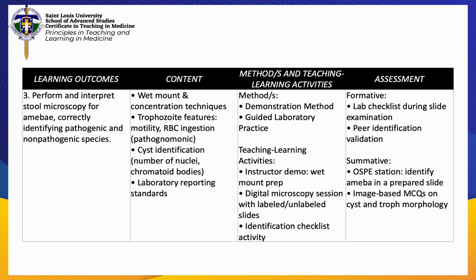For Learning Outcome 3, which involves performing and interpreting a stool microscopy, the assessments test psychomotor skills and diagnostic accuracy. Formatively, a laboratory checklist guides students during actual slide examination. They also validate each other's identifications during peer review. For example, one student may identify a trophozoite ingesting RBCs, and the partner confirms whether the identification is accurate or needs correction. Summatively, an OSPE station is used.